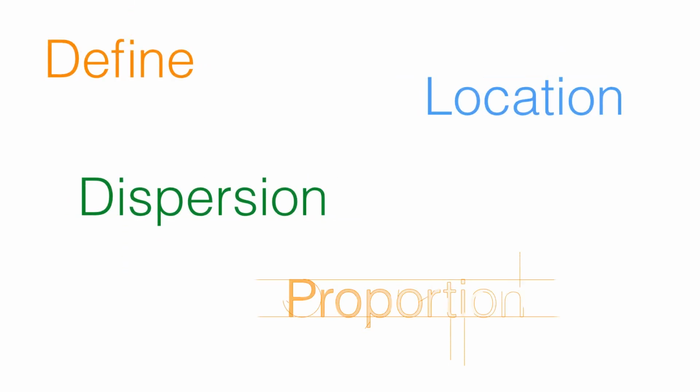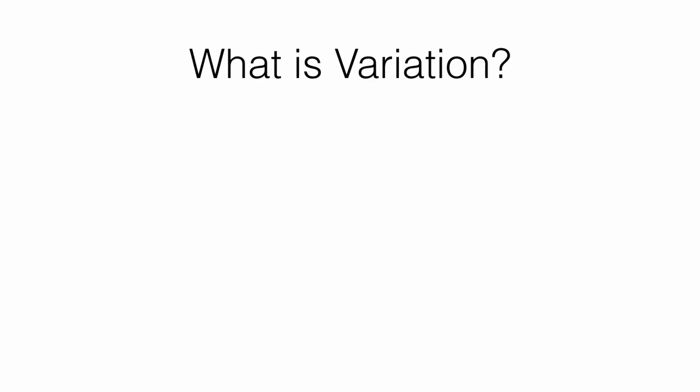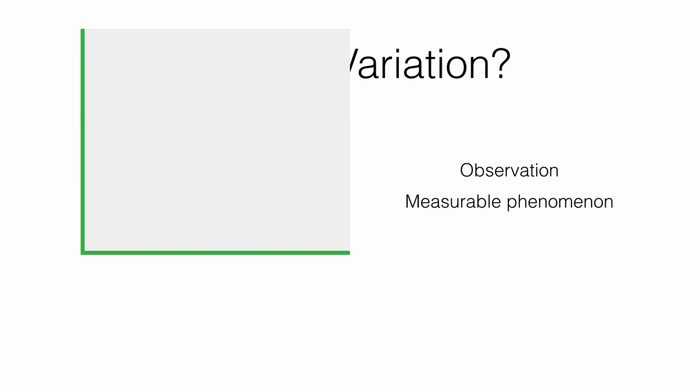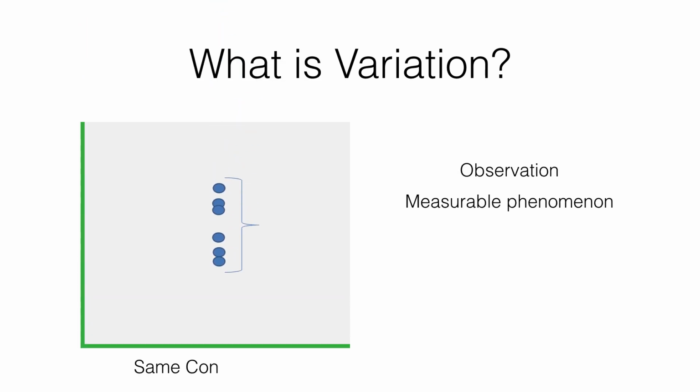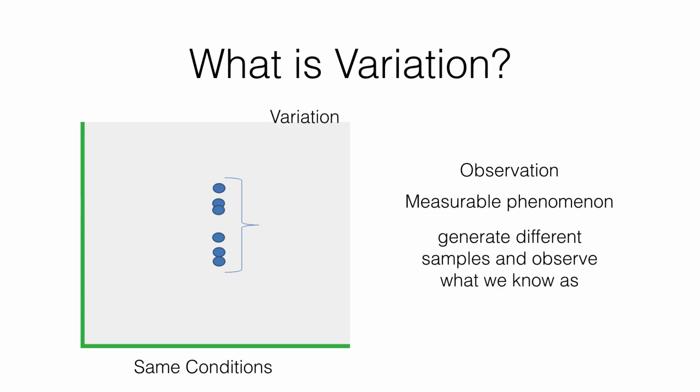As you finish this module, you will be able to define location, dispersion, and proportion. Let us start with a review about variation. Under the same conditions of observation, we have a measurable phenomenon. By measuring this phenomenon, we generate different samples and notice what we know as variation.